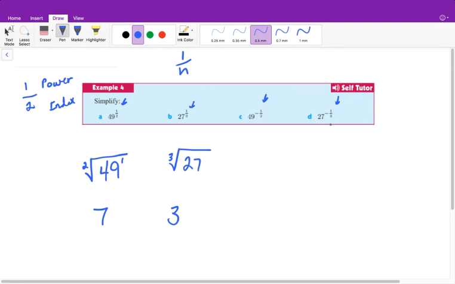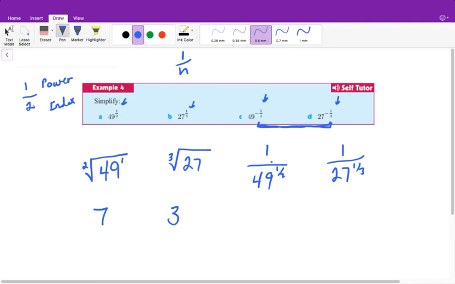Right, now for these two over here, it's very similar to what we're doing, but now each of them are raised to a negative power. So remember, the first thing that we have to do is we need to rewrite it so we have a positive power. So it's 1 over 49 to the 1/2 power and 1 over 27 to the 1/3 power. Because now by moving them from our numerator to our denominator, it's now going to make them a positive exponent.